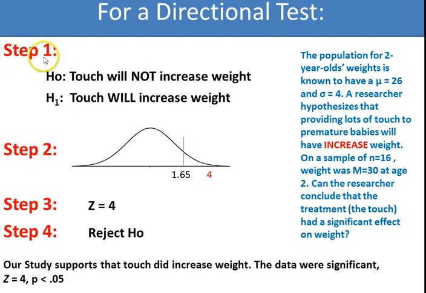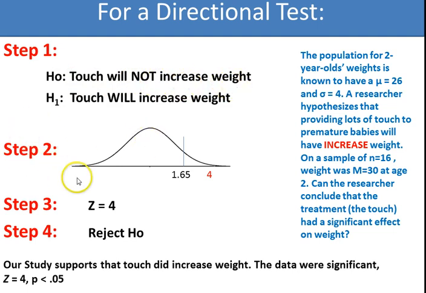would look like this. In step one, the researcher's hypothesis would be a positive one, right? Researcher's hypothesis or hypotheses are always positive. They will always say that something will happen. So the researcher's hypothesis is that touch will increase weight. The null hypothesis, the one we actually test when we run a hypothesis test, would be the nullification of the researcher's. And so the null hypothesis would state that touch will not increase weight.